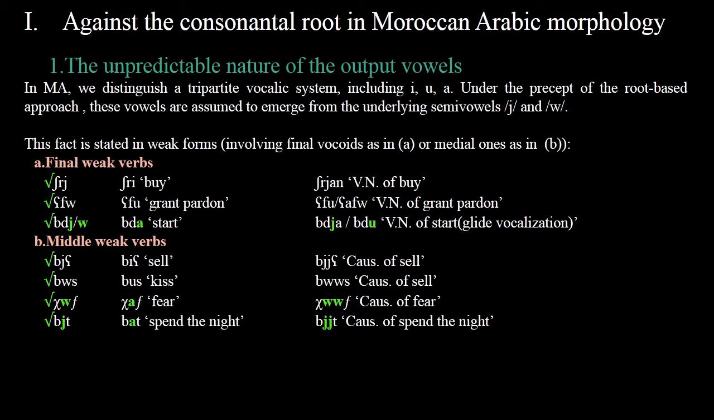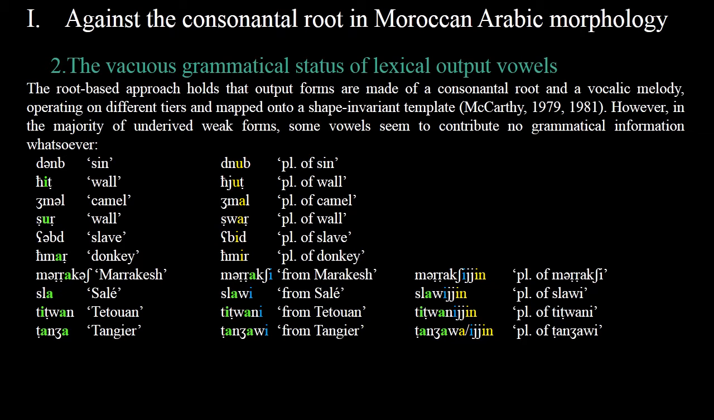The root-based approach holds that output forms are made of a consonantal root that carries the core semantic meaning, and a vocalic melody that conveys the morphosyntactic meaning, like the active or the passive participle, operating on different tiers and mapping onto a shape-invariant template.